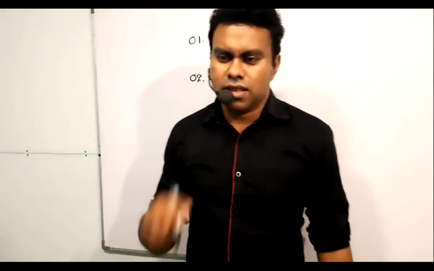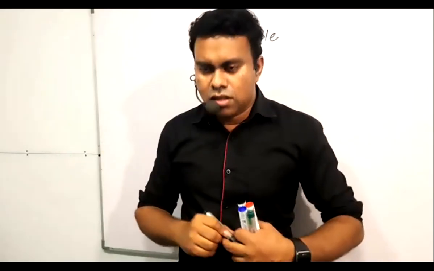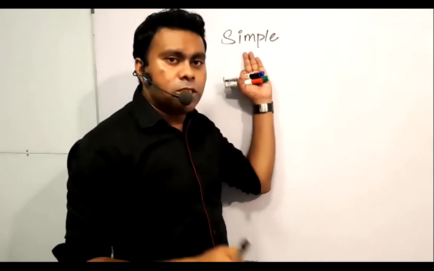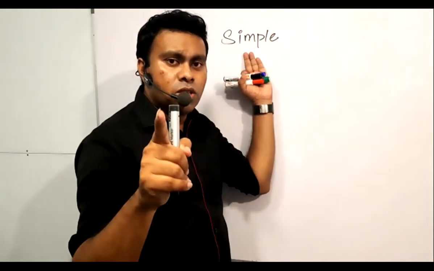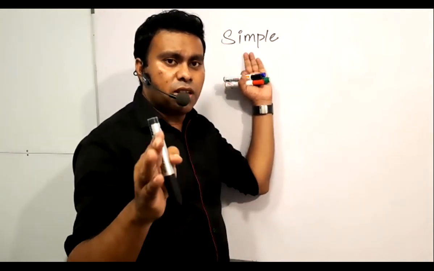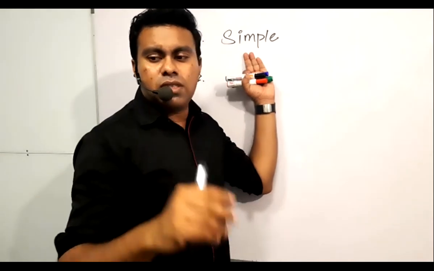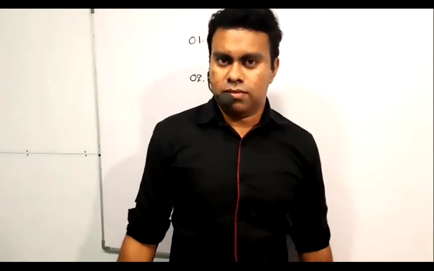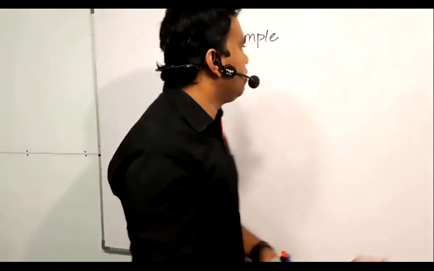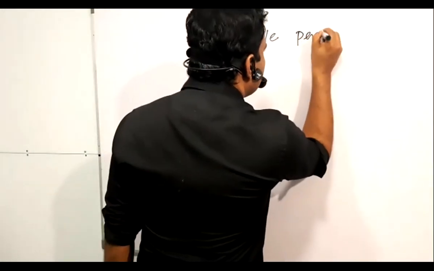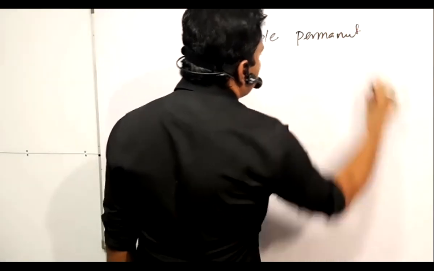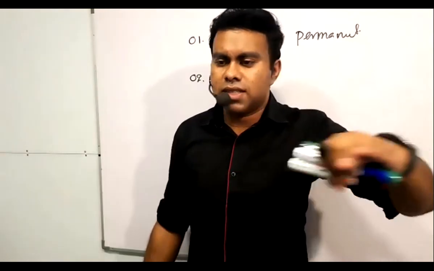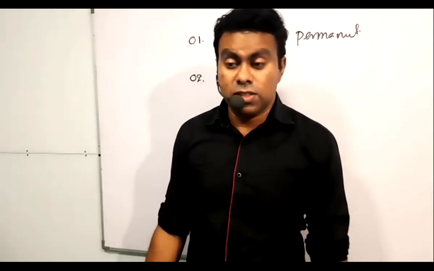Okay, by the term simple, what do you identify? Simple means they have only one type of cell. Okay, permanent, simple permanent. Permanent means they will never be subjected to the cell division process again.